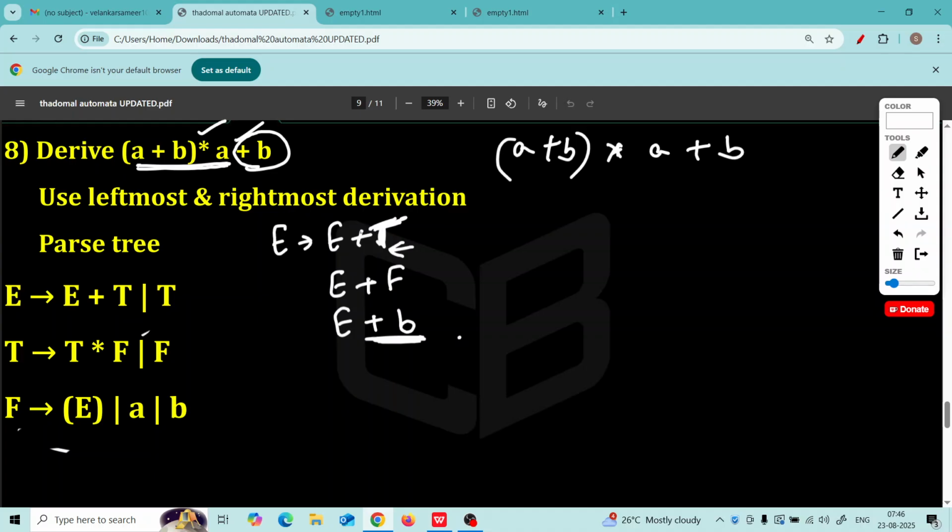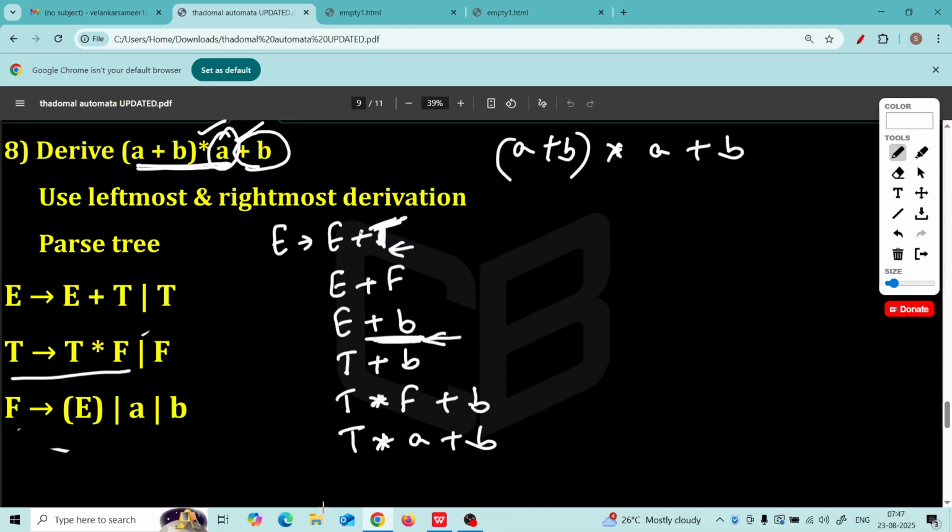Then, it is rightmost derivation, we will say E gives T plus B. Why have we substituted E with T? Because T can give us T into F plus B. So we got T into F. Now we can generate this A, T into A plus B, because F gives A. Now this T should give us this bracket A plus B. I write this step again over here, just for reference. T into A plus B.